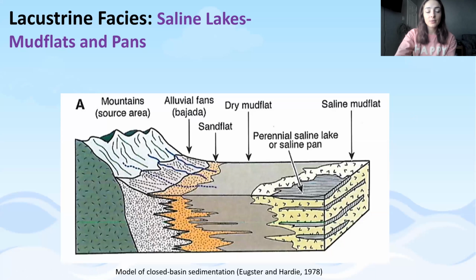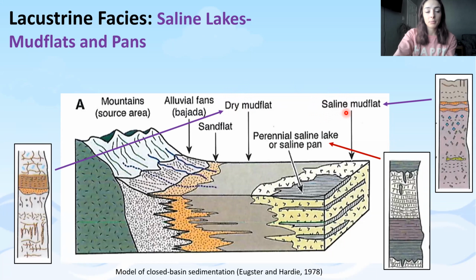We have here a model of closed basin sedimentation where there is a distinct separation of facies, including the dry mudflat and the saline mudflat. In the dry mudflat over here on the strat column to the left, we can see it includes a lot of mud that has a lot of desiccation cracks indicative of dry mudflat areas, whereas the saline mudflat also includes a lot of mud but less mud cracks. And then we've got the saline lake or saline pan, where you have mud laminae precipitation with evaporite precipitation, etc.